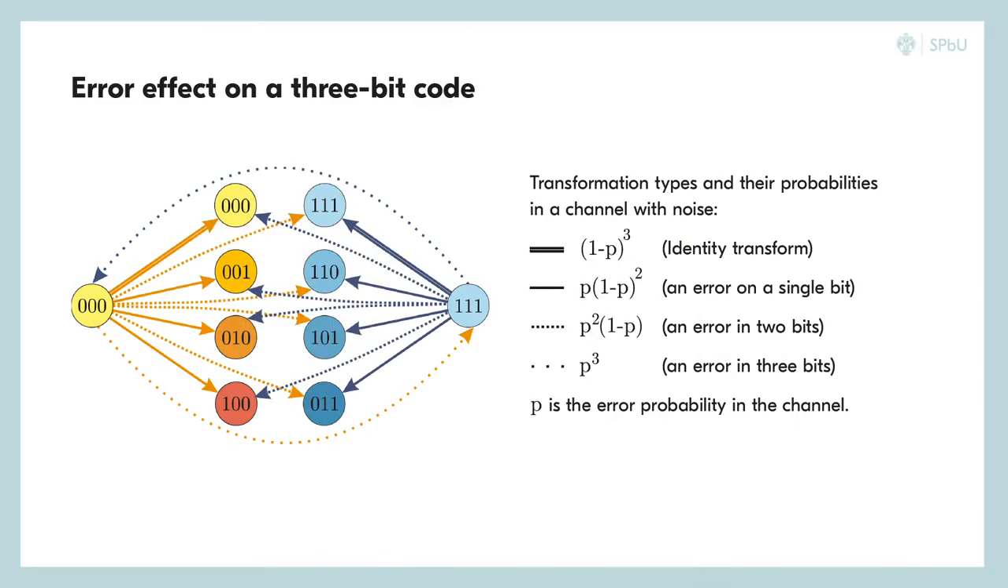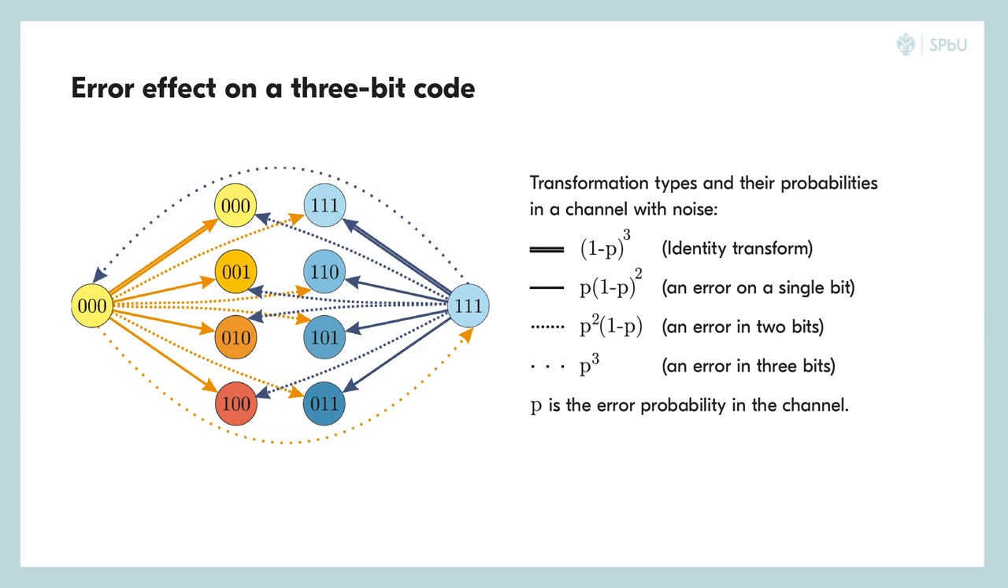To be definite, assume the logical 0, that is the code word of 3 zeros, to be the initial state of our logical bit. Since the error probability equals p, the probability of no error equals 1 minus p for each bit. So, the probability of no error in all 3 bits is the product of no error probabilities in every single bit and equals 1 minus p to the 3.